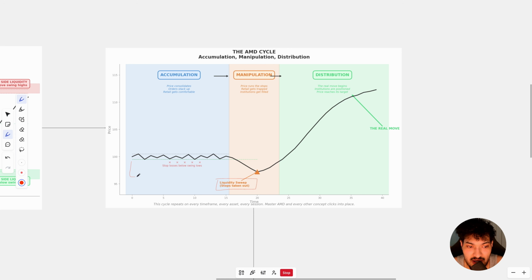All these stops in this range are getting taken out, all these retail based stops. And then that's when they want to distribute price. The real move starts when the institutions are positioned and then price reaches its target. They want to push price to here. It would be smart to sell to a certain level where there's enough liquidity to fill their positions and then push price up. And this repeats on every single time frame, every asset, every session.